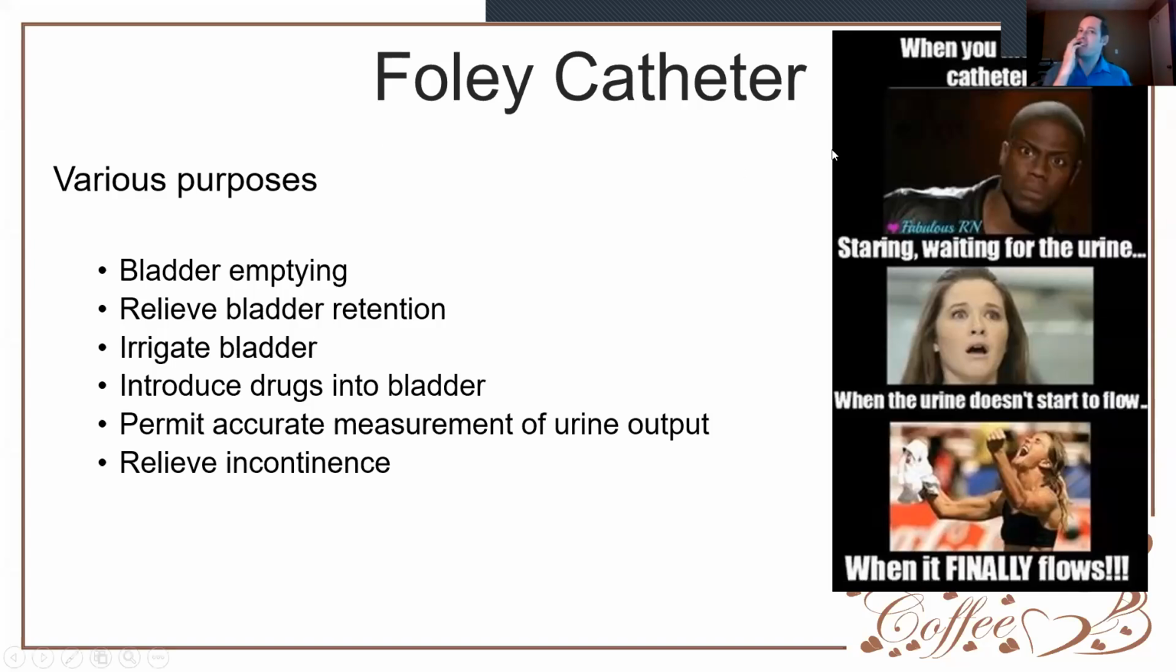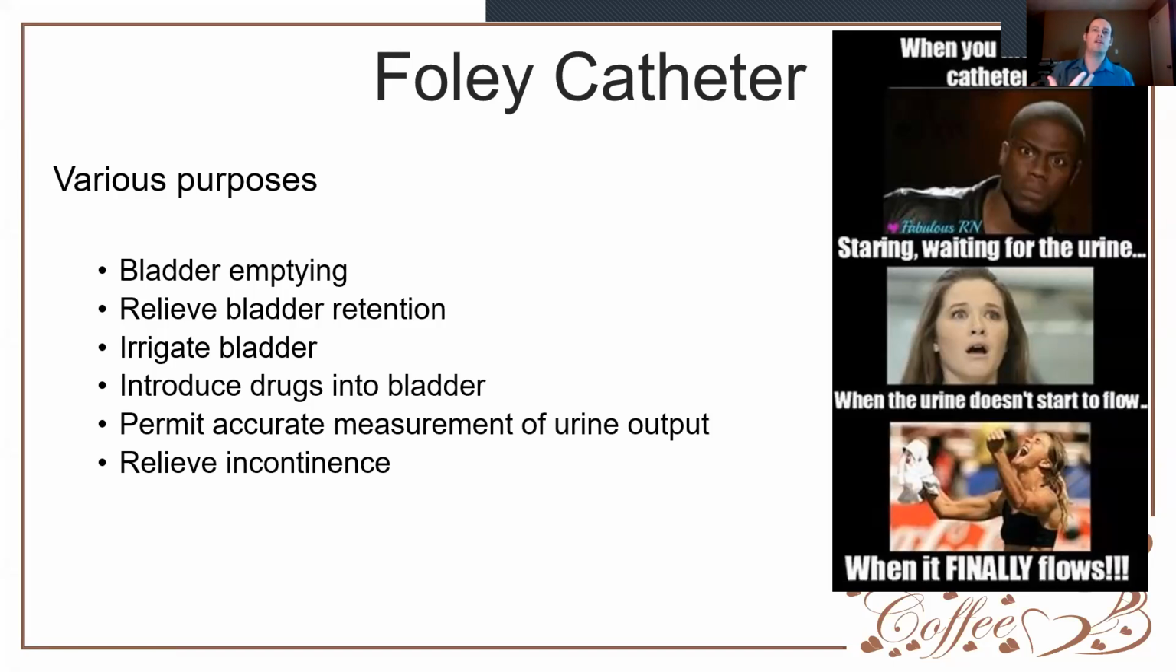And I do have a very interesting story to tell you guys about that next, about Foley catheters. So what are the main purposes of Foley catheters? That's what we're going to focus on, because honestly, in my career, I've never seen straight catheters used. That's a more old school method. The Foley catheters are the most common ones we're going to use with the retention balloons.